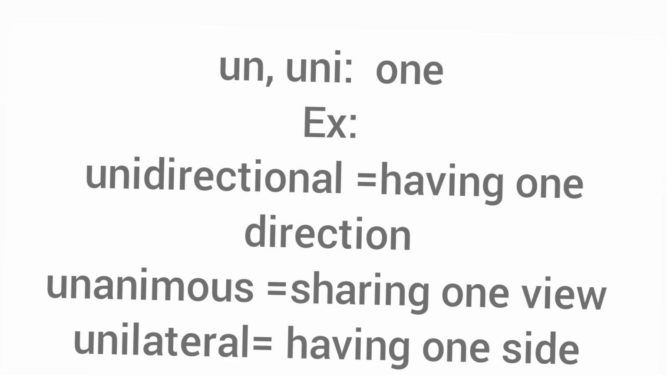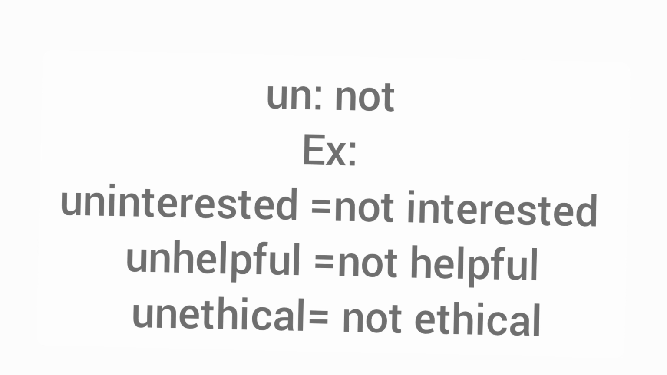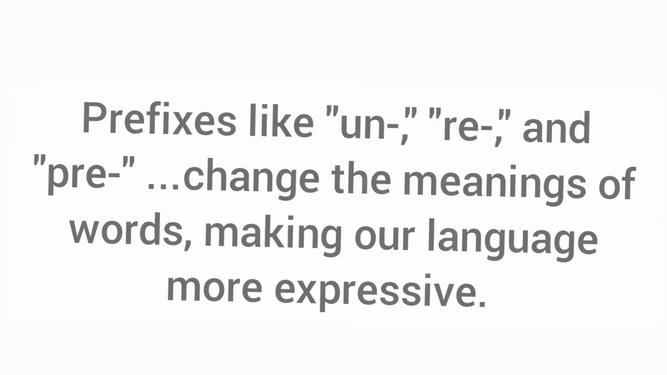Then we have uni, meaning one. Example, unidirectional, having one direction. Unanimous, sharing one view. Unilateral, having one side. Then we have un, which means not. Example, uninterested, not interested. Unhelpful, not helpful. Unethical, not ethical.